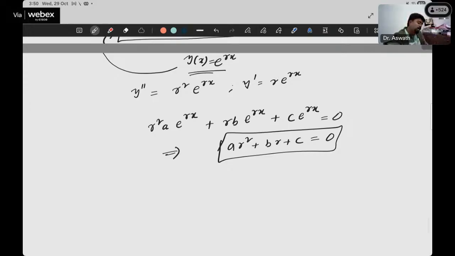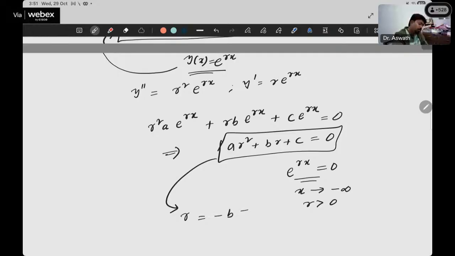Now if you see here, either this is equal to 0 or e to the rx is equal to 0. Only two possibilities. But e to the rx cannot be 0, because to have it equal to 0, x has to tend to minus infinity, with r greater than 0. Fine, so you forget about that. Let's worry about the quadratic equation solution, which would be minus b plus or minus square root of b square minus 4ac, divided by 2a.